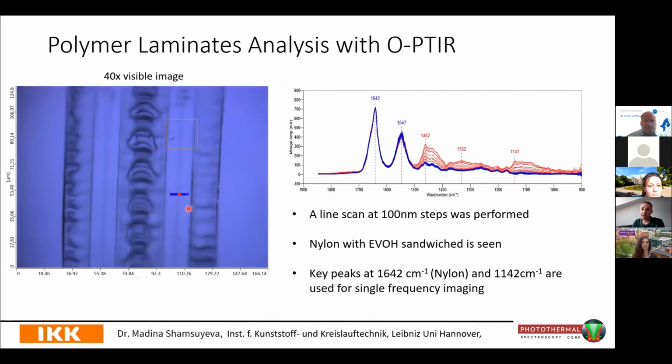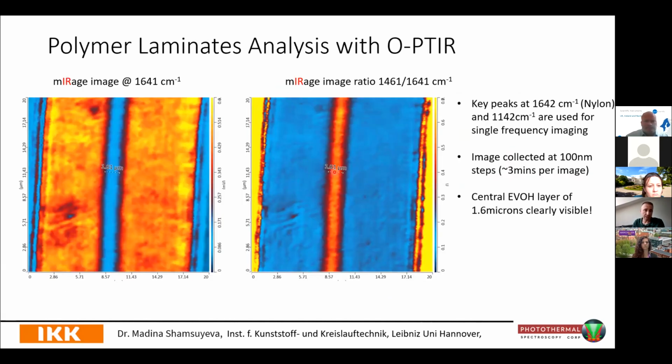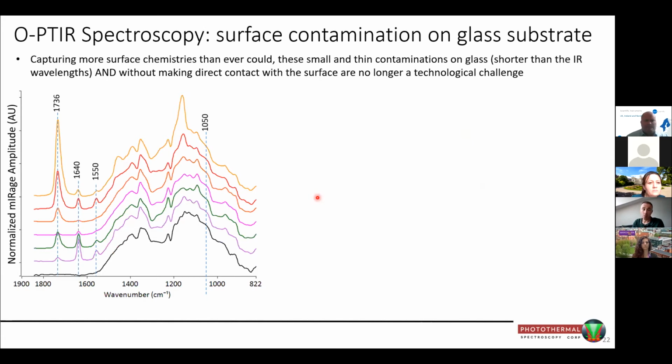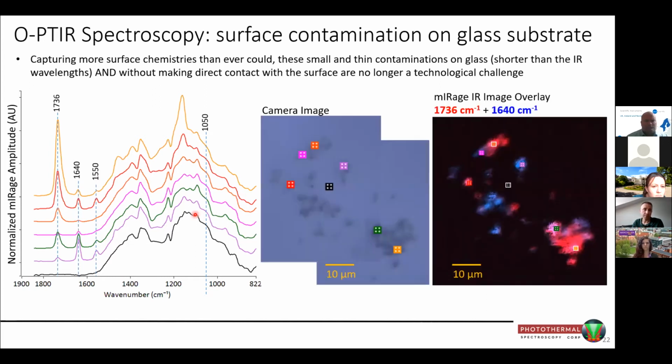A classical laminate example. Here we can see easily something that's 1.6 microns, and 1.6 for us is relatively easy. Glass contamination, surface contamination on glass. That's usually a difficult challenge for a regular IR system, but here we can see strong organic peaks overlaid on top of a bit of a glass hump, which you will get whenever you measure on glass. But glass isn't totally opaque like it is in a regular IR measurement.